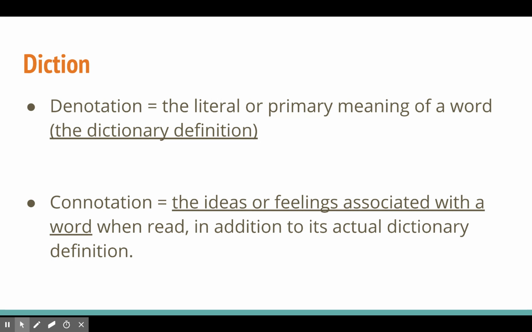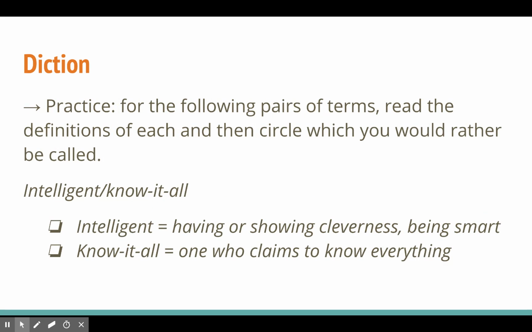So in your practice for diction, and this is just an example, this is not on your paper, the practice is asking you to read each definition for each pair of terms and then circle which one you would rather be called. So for example, would you rather be called intelligent or a know-it-all? And I bet that you just circled intelligent because between the two of them, intelligent has a positive connotation. We think of good things when we think intelligent, but when you hear know-it-all, you think kind of annoying, bratty, maybe like a teacher's pet sort of thing. So that's a negative connotation.